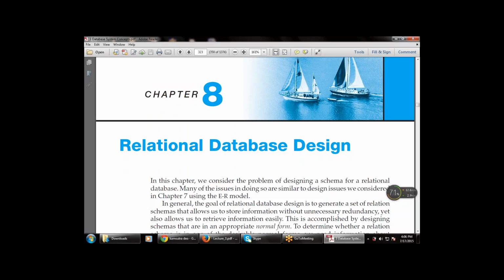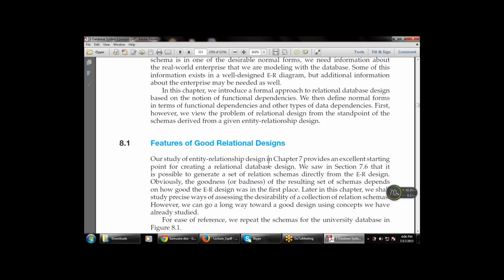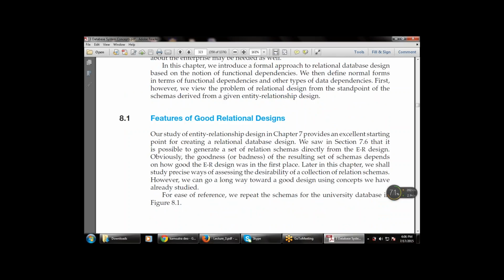In the last class we started with relational database design, that is, how to design relational databases and how to represent them with the use of ER diagrams and ER models. Then we showed the features of a good relational design, that is, what the various features are, and how we can say that it is a good relational design.